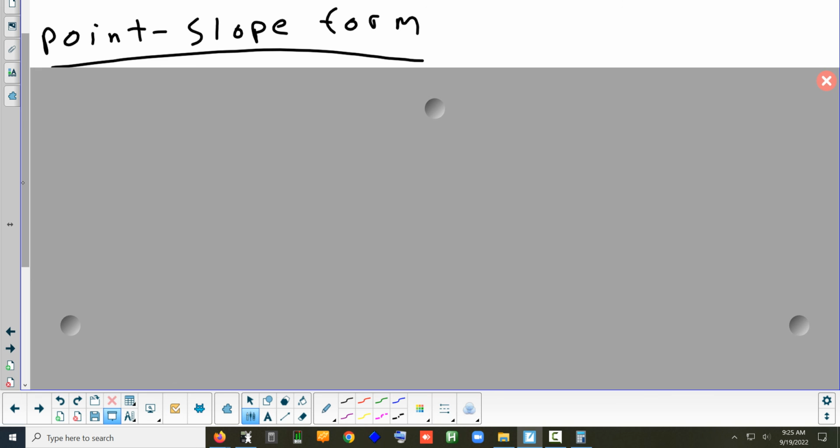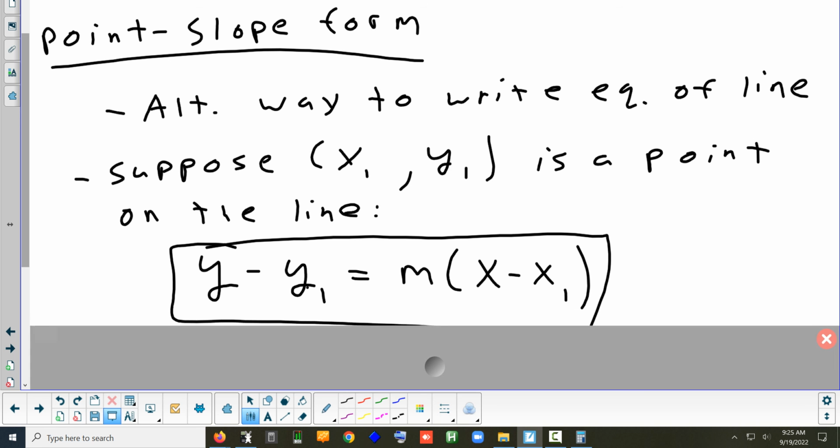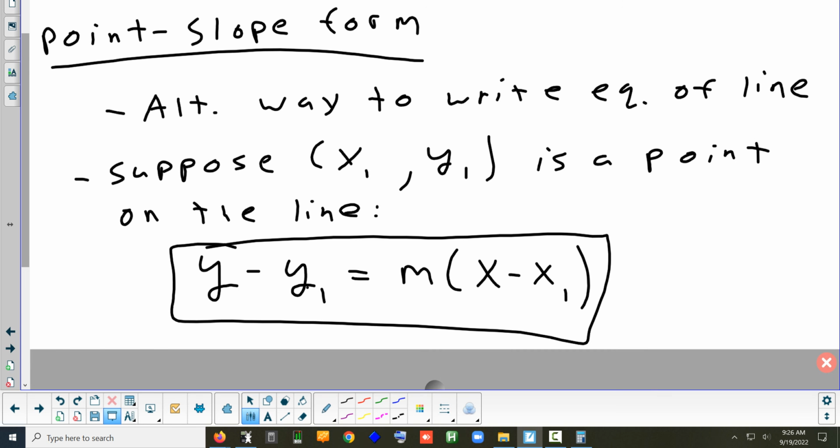So the way we rewrote it last time was called slope-intercept. Another way you can write the equation of a line is called point-slope. And it's useful when you're given a point and a slope, and you don't know the y-intercept. So this is an alternate way to write the equation of a line.